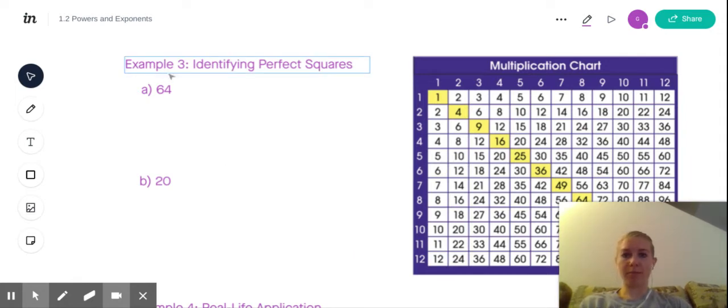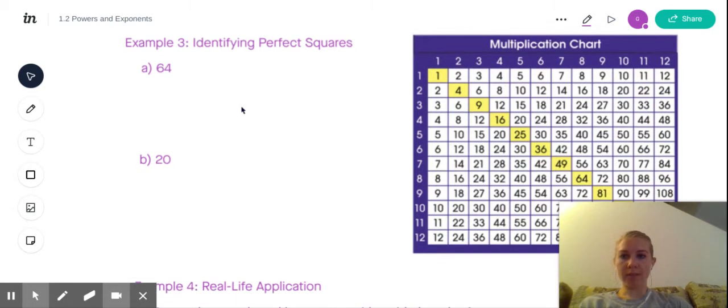We're going to go over example 3, identifying perfect squares in chapter 1, section 2, powers and exponents. All right, so what we're trying to figure out in this example is identifying perfect squares. So what does that mean?